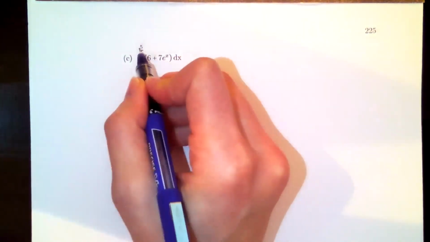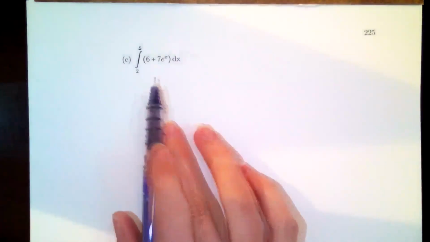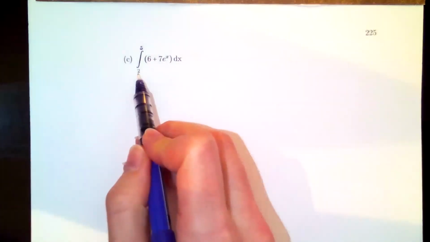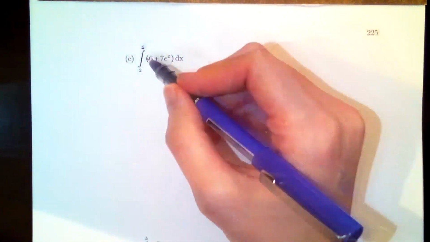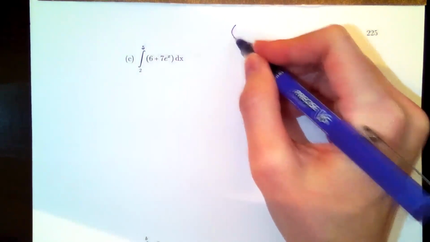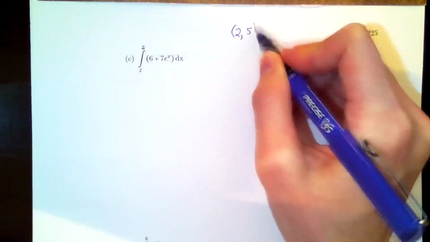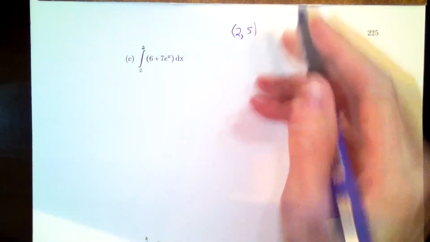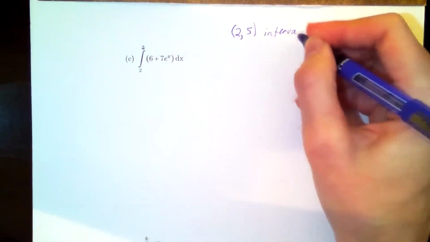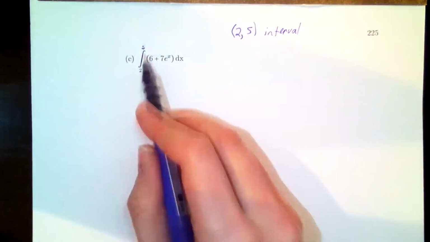Now this one says, find the integral from 2 to 5 of 6 plus 7e to the x dx. So you first have to integrate, use your integration rules that you learned from section 6.1, and then when you integrate, you'll be plugging in numbers. Now 2, reminder, is called the lower bound. 5 is called the upper bound. So what this means is you are integrating on the interval 2 to 5. Lower number, upper number. So this is an FYI, that's what that means.